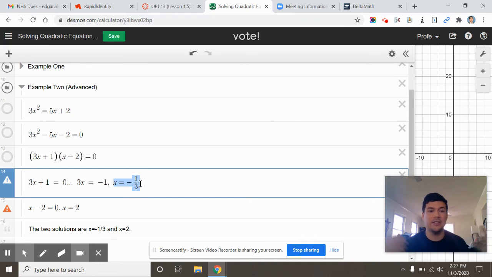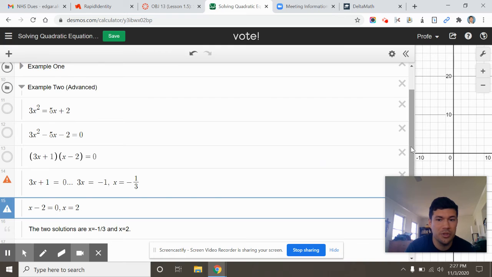So with these, you're going to get some answers that are rational. Well, all of our answers were rational. Some answers that are fractions. Okay, so that's about it. My two solutions are x equals negative 1/3 and x equals 2.